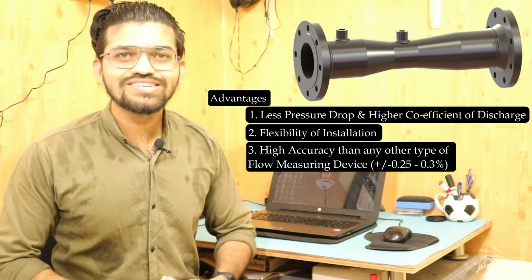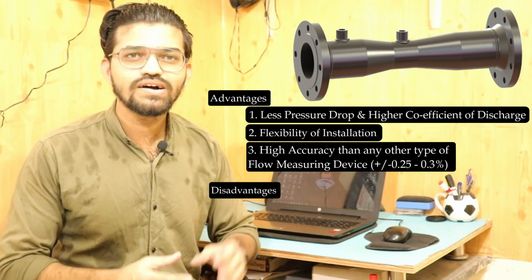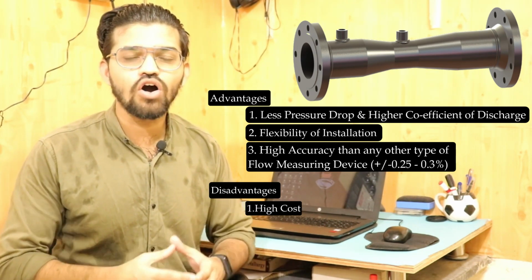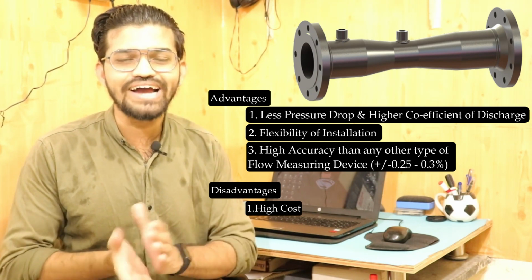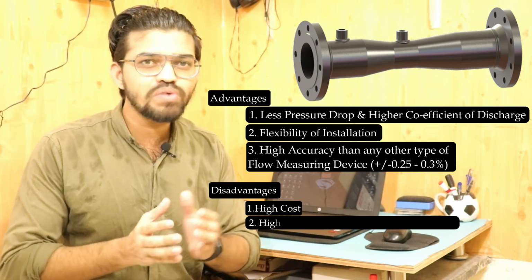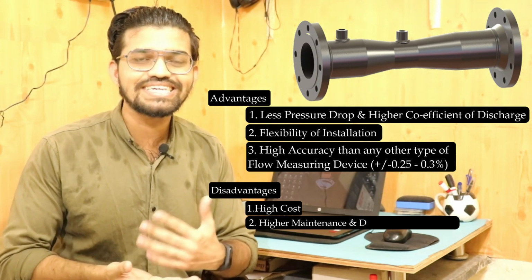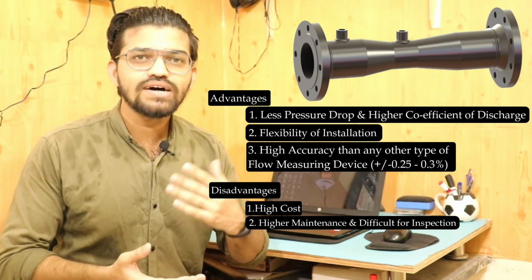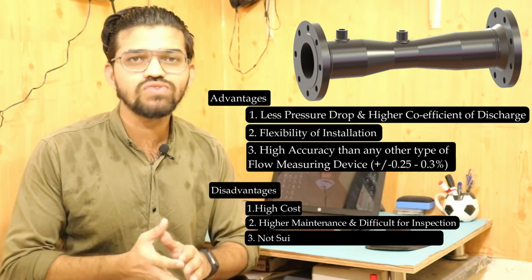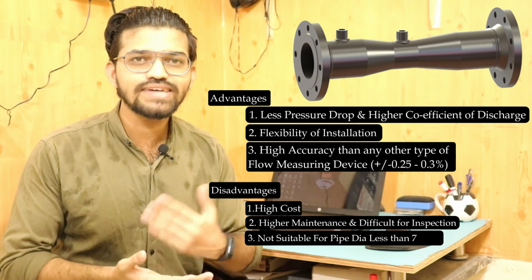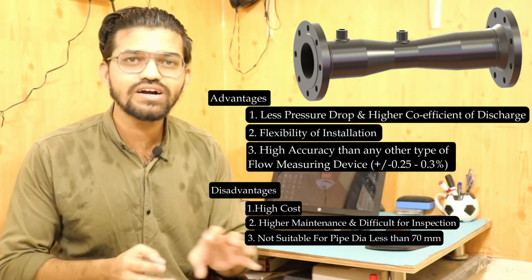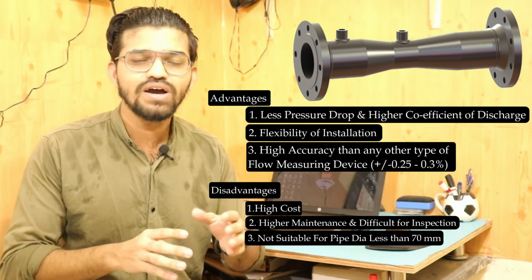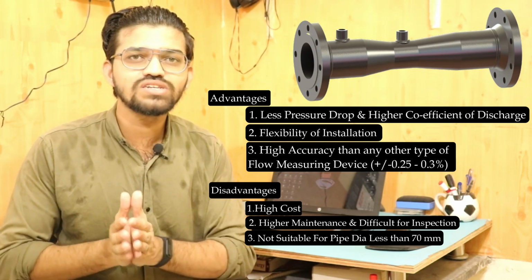So now let's move towards some of the disadvantages of the Venturimeter. As the Venturimeter has a larger size, its cost is on the higher side. The maintenance and inspection of the Venturimeter is slightly difficult and it has a higher maintenance cost. Also, pipes having sizes less than 70 mm cannot be installed with this Venturimeter. So the Venturimeter is suitable for pipe sizes more than 70 mm.